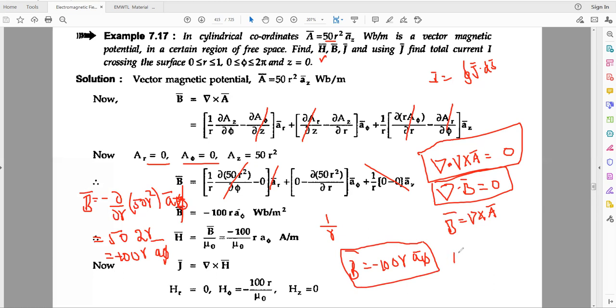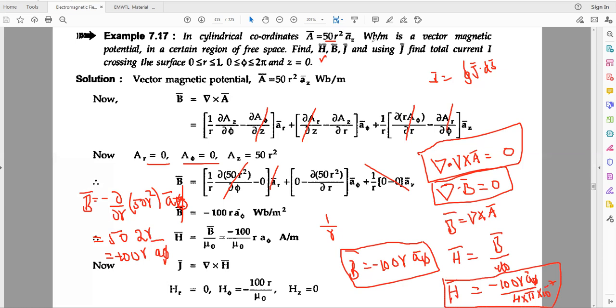They are asking for H bar also. What is the relation between H bar and B bar? H bar is equal to B bar by mu naught. B bar is minus 100 R Aφ bar, and mu naught is 4 pi into 10 power minus 7. Just substitute that and you get H bar also. Calculate H bar by substituting the mu, or otherwise leave it like this.